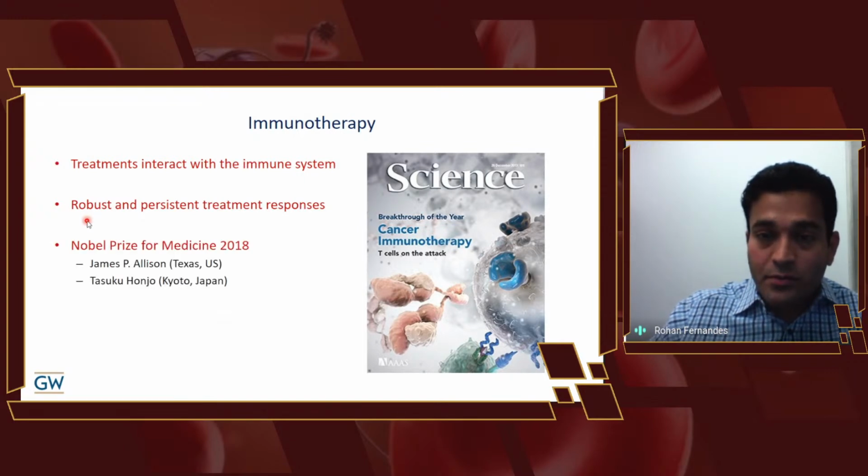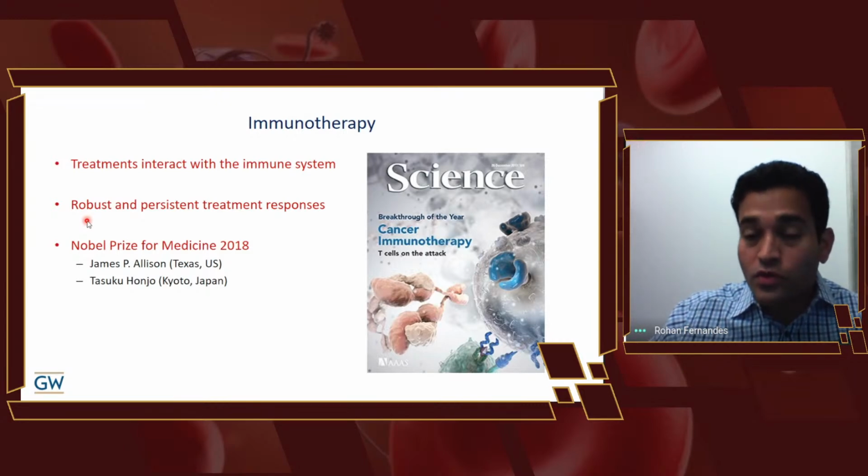With the recognition that immunotherapy is important, the Nobel Prize for Medicine in 2018 went to two scientists who worked on immune checkpoint inhibitors: Dr. James Allison, who was then at the University of Texas, and Dr. Tasuku Honjo, who was at the University of Kyoto in Japan.